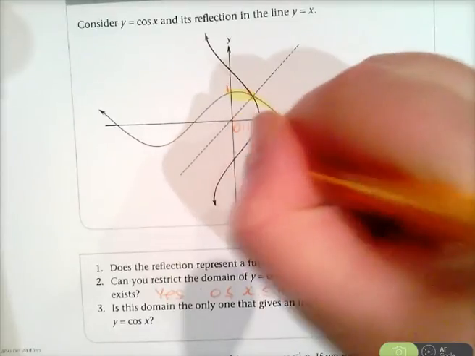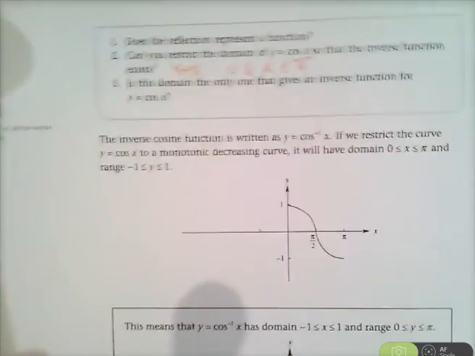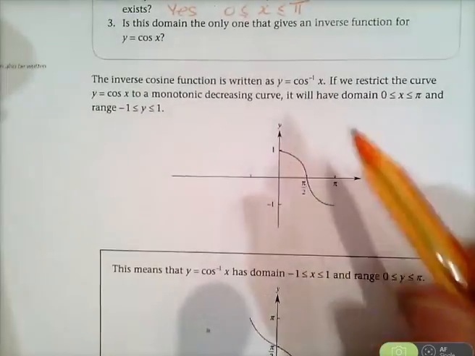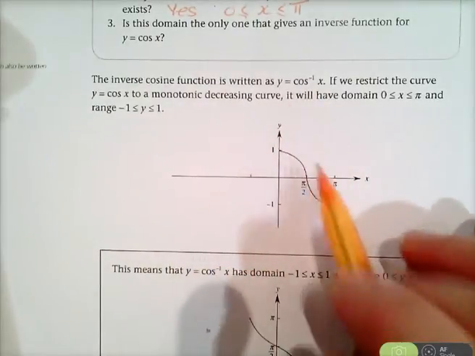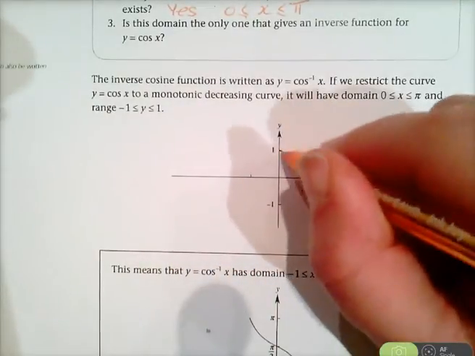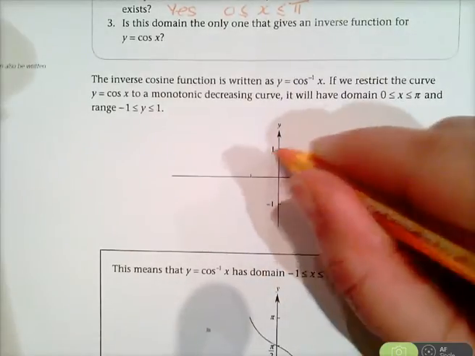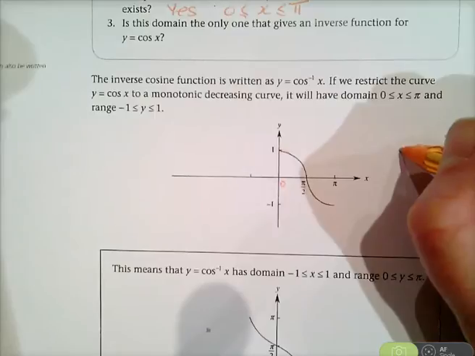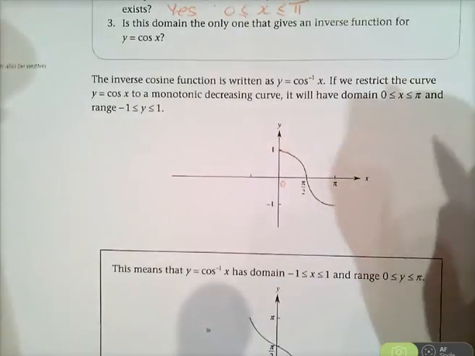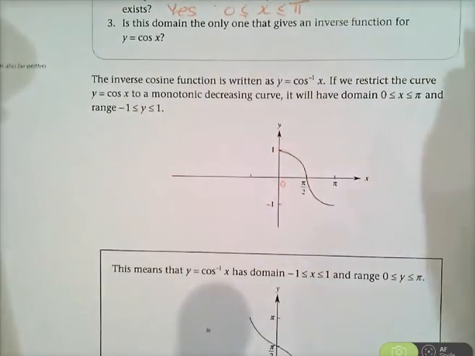So remember, the amplitude of the cosine curve is 1, okay? And down here we've got -1. So let's look at the cos curve on its own. So if we restrict the domain of the original cos curve from 0 to pi, as we said, we're not going to come back up, because then it won't pass the horizontal line test, and then it won't be monotonic decreasing.